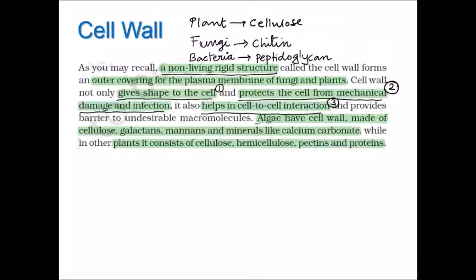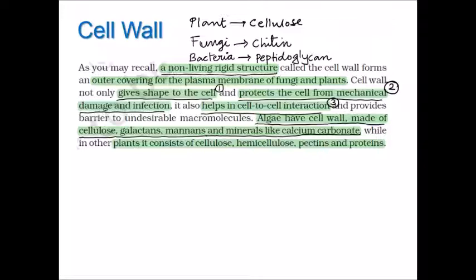So algae, even though they are plants, their cell wall is slightly different from higher plants. Algal cell wall is made up of cellulose, but it also contains galactans, mannans. These are sugars or polysaccharides. It also contains some minerals like calcium carbonate. So you should remember these few components. What is the algal cell wall made up of? It contains four main components: cellulose, galactans, mannans, and calcium carbonate.